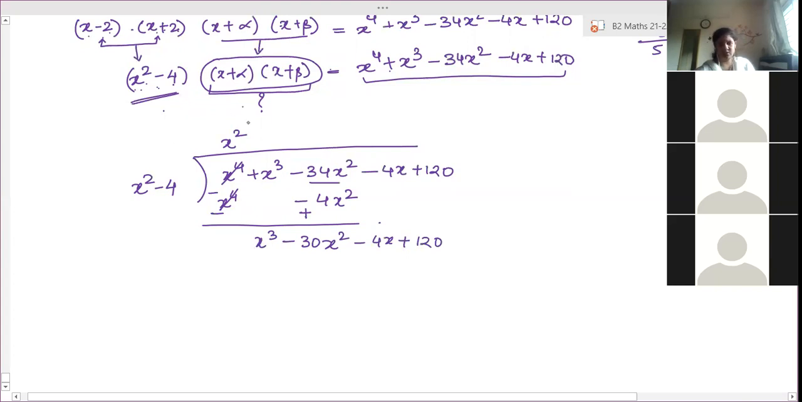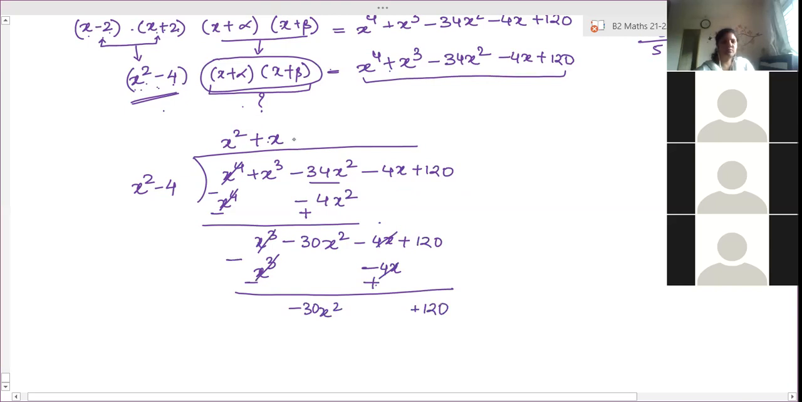Now the next quotient will be plus x. Here x cube, so plus x cube divided by x square is plus x. So x into both of them you have to multiply: x cube minus 4x. Like terms below like terms you have to write. This sign will change, and this gets cancelled. Minus 4x plus 4x cancel and becomes 0. This is minus 30x square plus 120.